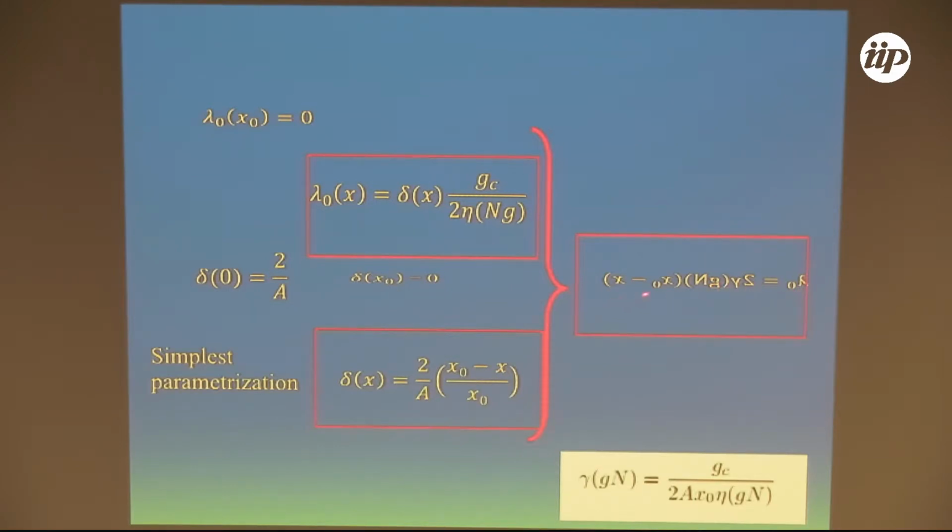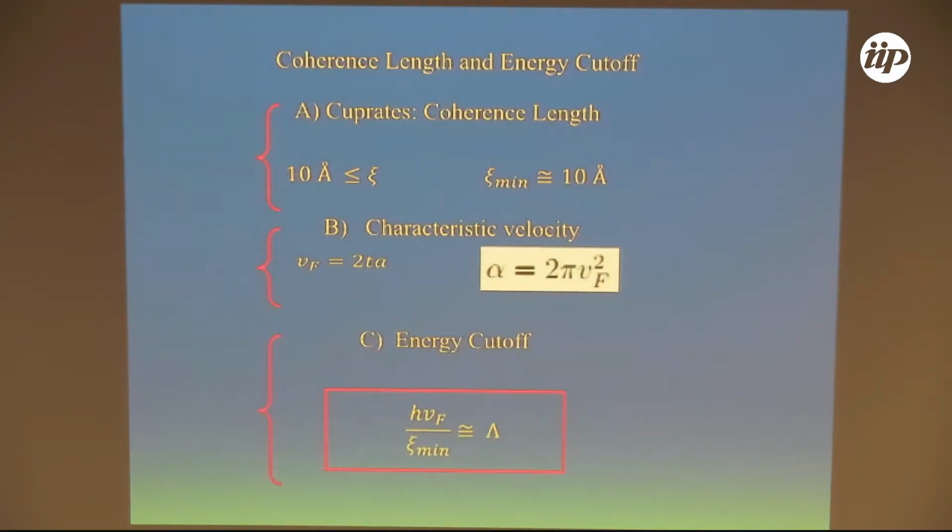We must read it from here, from right to left. I don't know why. One of the mysteries of the PowerPoint. So you see that the simplest parameterization is satisfying this. And so the lambda and the alpha, so that alpha is expressed in terms of this characteristic velocity, which is written in terms of the hopping parameter and the lattice parameter. That's how the lattice comes.